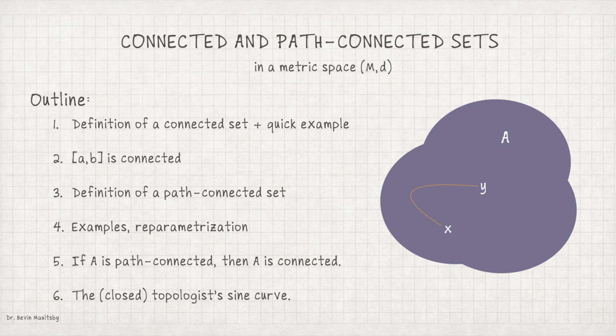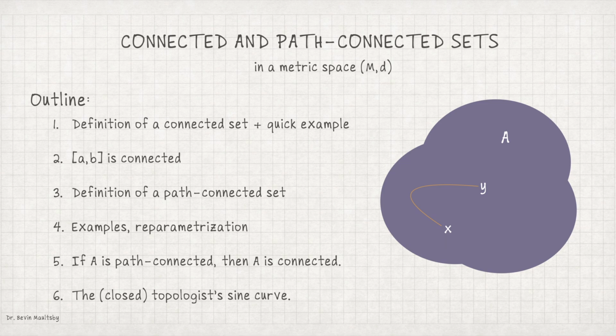The first thing I'm going to show you is what the definition of a connected set is, and I'll provide you with a quick example of a set which is actually not connected. Then we will look at a set which is connected, so we will prove that the closed bounded interval on the real number line from, say, A to B is a connected set. After that, we will talk about the definition of a path-connected set, and I actually think that this is an easier one to picture. So we'll look at a few examples.